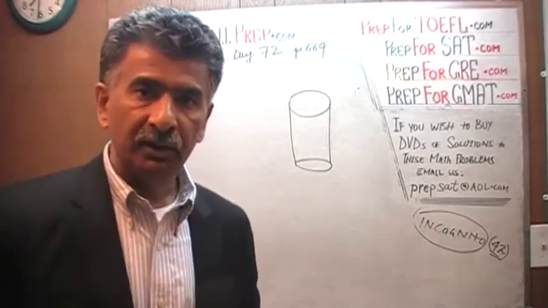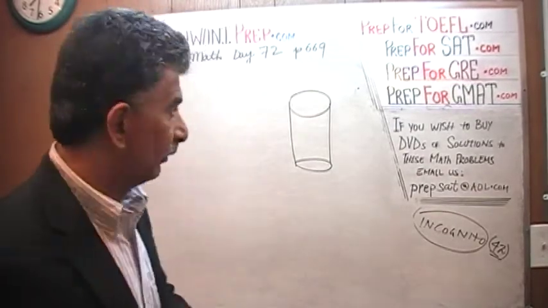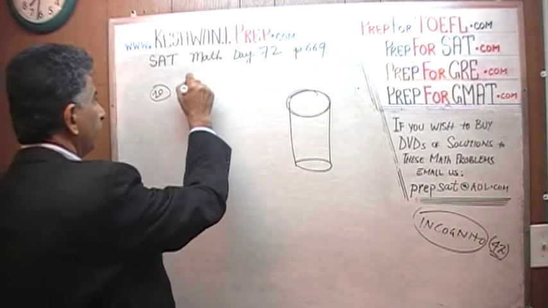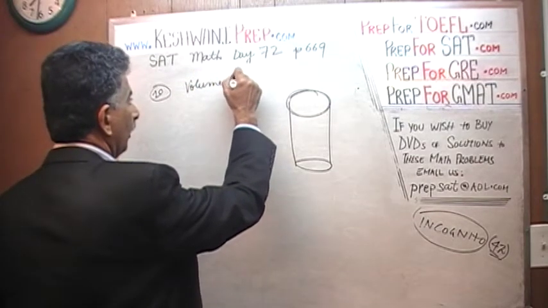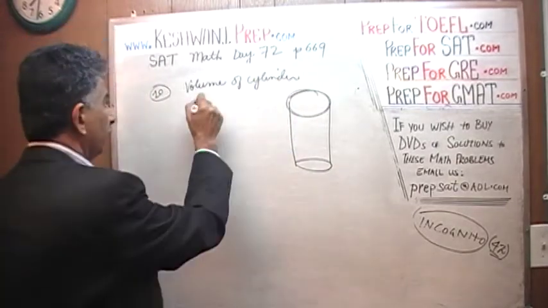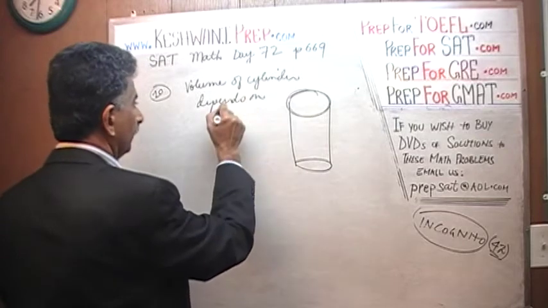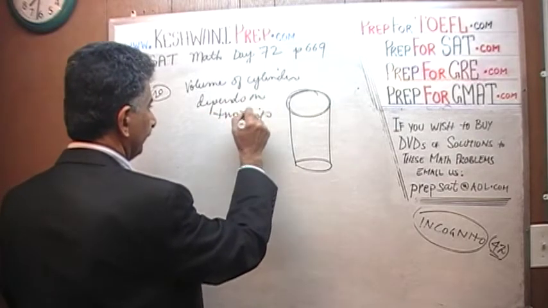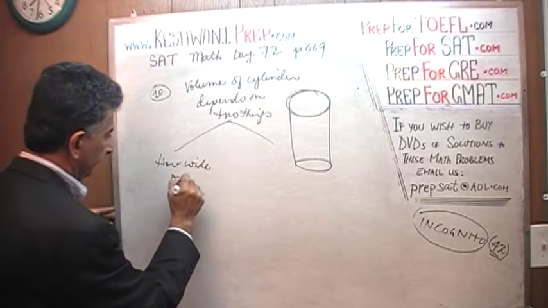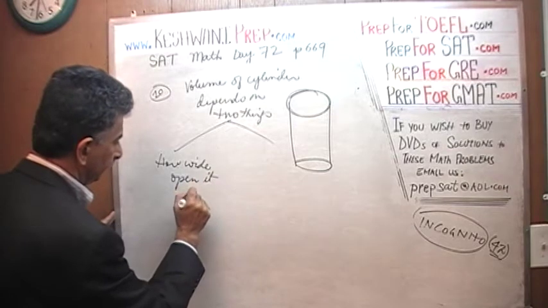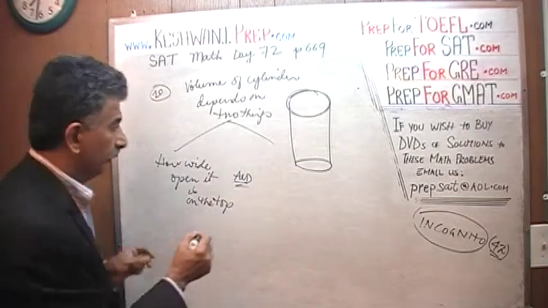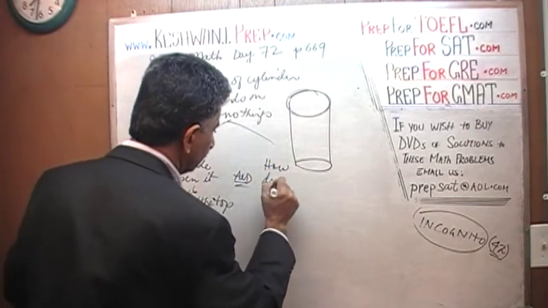How much stuff you can put in the cylinder depends on two things. The volume of a cylinder, which is the same as how much stuff you can put in the cylinder, depends on two things. One is how wide open it is on the top, and the second thing it depends on is how deep it is.